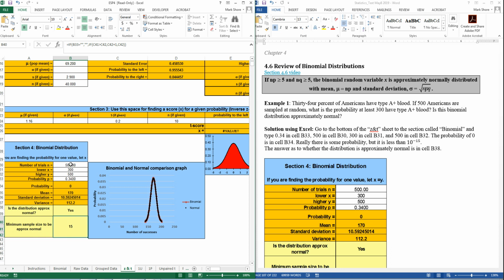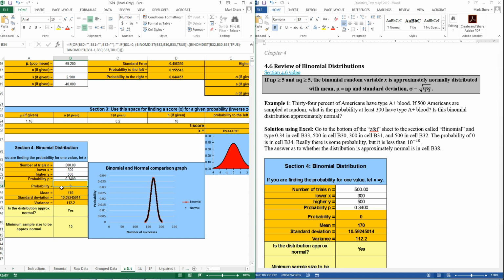So put in your information. We have a sample size of 500. It said the probability that at least 300 have type A positive blood. At least 300 means 300 or more, clear up to all 500 having type A blood. So 300 to 500, and then put in your probability of success right here, which was given to be a 34% chance that a person has type A positive blood. So put that in there.